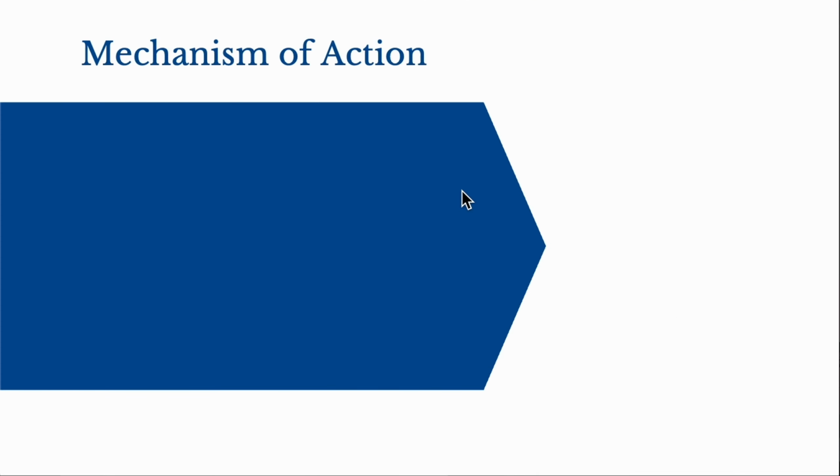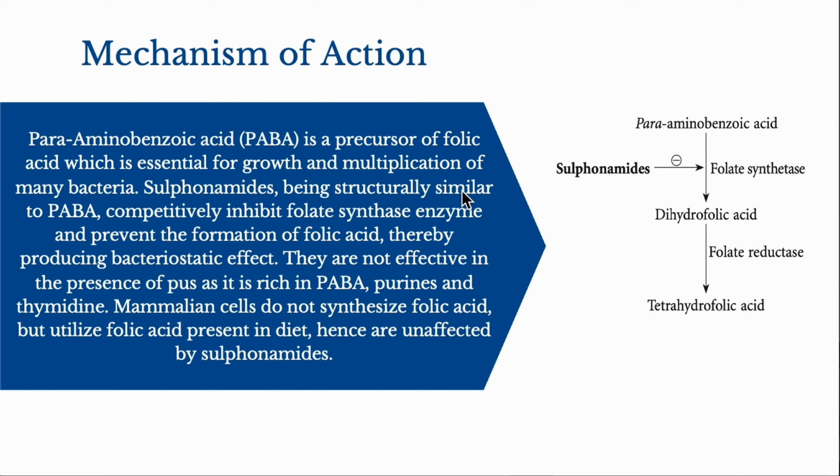Mechanism of action of sulfonamides. The main action of sulfonamide is to inhibit the folic acid synthesis. Para-aminobenzoic acid is the precursor of folic acid, which is essential for the growth and multiplication of many bacteria. Sulfonamides, being structurally similar to PABA, competitively inhibit folate synthesis enzyme and prevent the formation of folic acid, thereby producing bacteriostatic effect. They are not effective in the presence of pus as it is rich in PABA, purines, and thymidine.